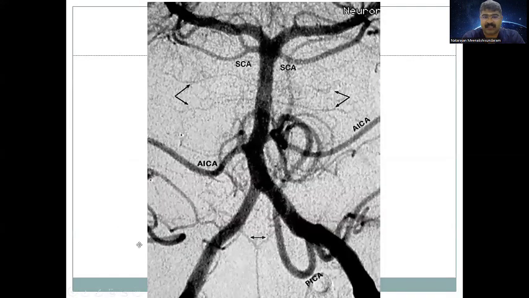This is again the cerebral angiogram, showing the two vertebral arteries joining to form the basilar artery. And here you have the PICA. This is the basilar bifurcation into P1 PCA and the superior cerebellar artery. And this is the AICA branch from the basilar artery. Apart from this, we will have multiple labyrinthine and pontine branches from the basilar artery.